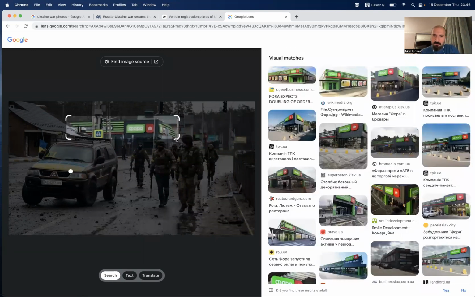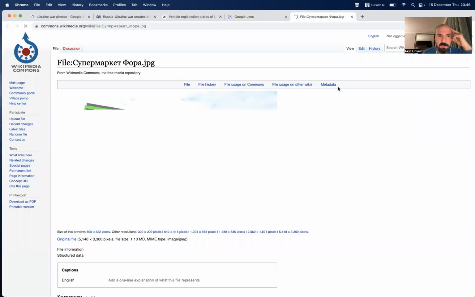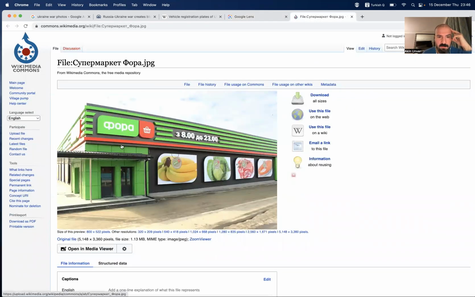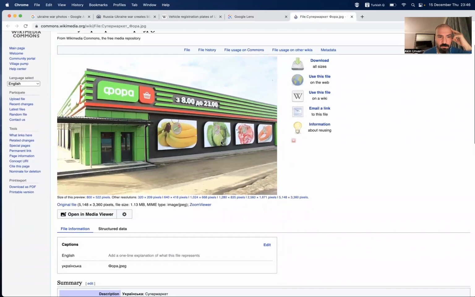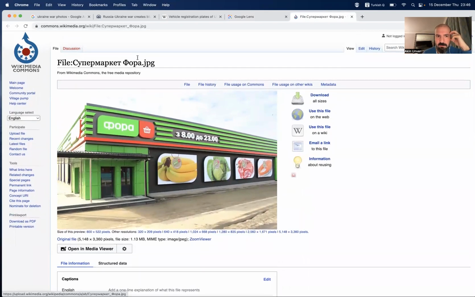And okay, I think I have my first hit. When I zoomed the lens in on this, it gave me these supermarket chains. And I'm clicking on this Wikimedia link. Is that it? Yes, so this is a supermarket. And obviously the name is this.